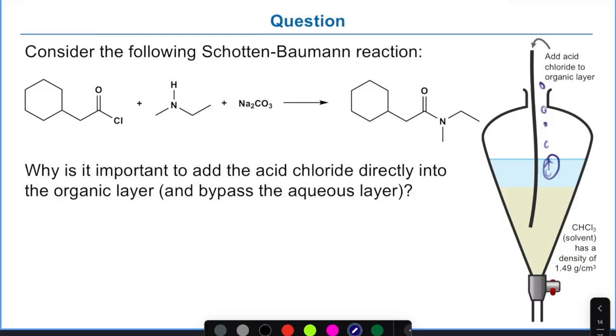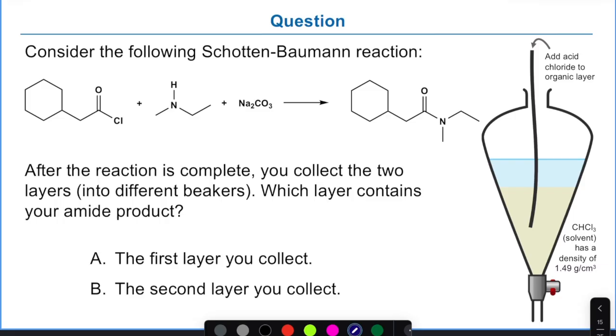So, again, this is a really cool reaction. I've run it a whole ton of times. If I had to separate these two layers, which layer contains my amide product? Again, based on the diagram you have over here, you're pouring it out of the bottom. Which is it? First layer or second layer?